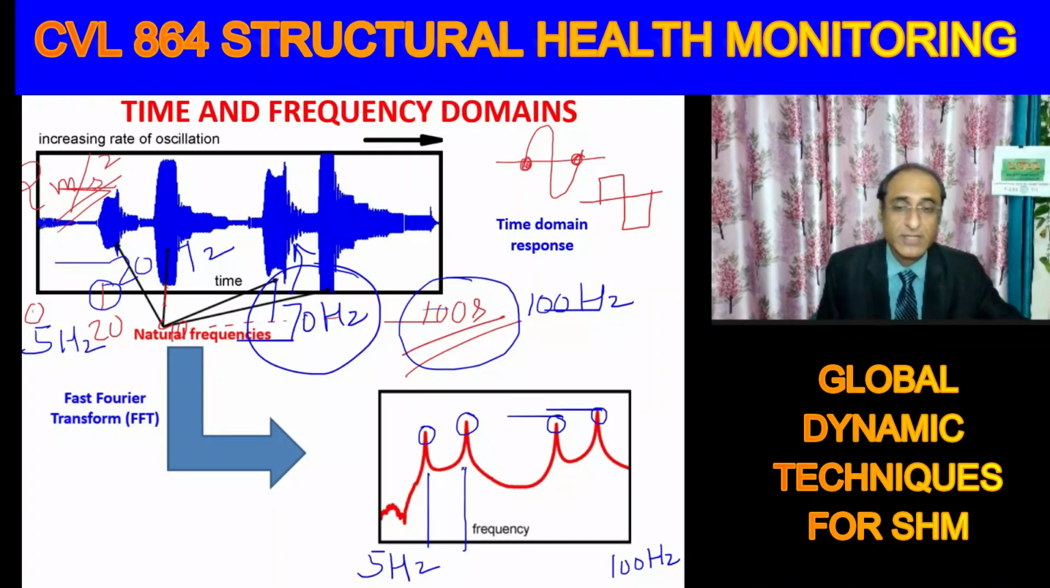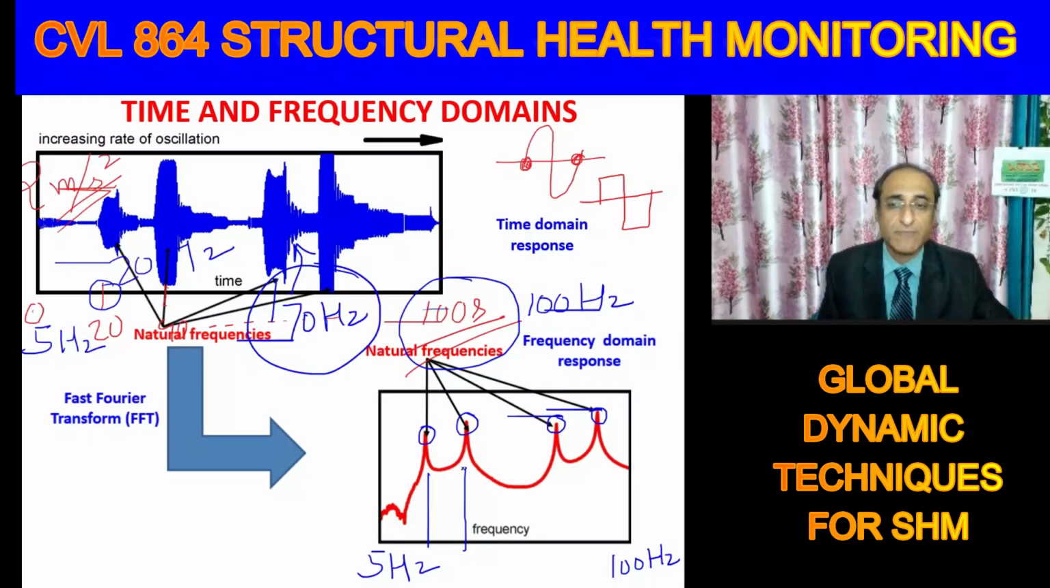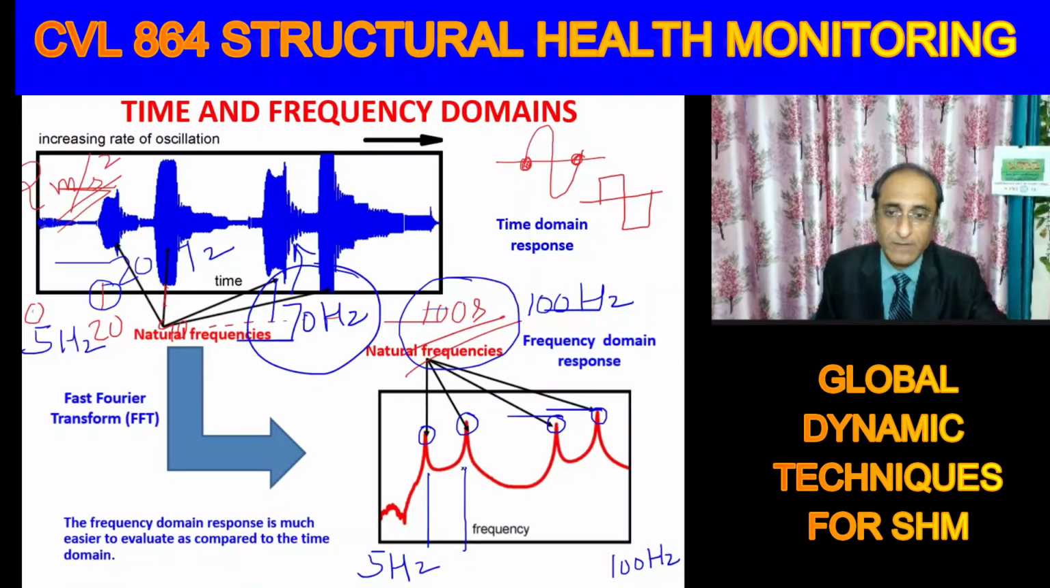So this is the first output from this kind of experimental modal analysis, that we are basically identifying the natural frequencies. All we have to do is, if we have the response, we convert it into the frequency domain, and the peaks will give us the natural frequencies of the system. As compared to the time domain plot, the frequency domain plot is easier to understand and visualize.